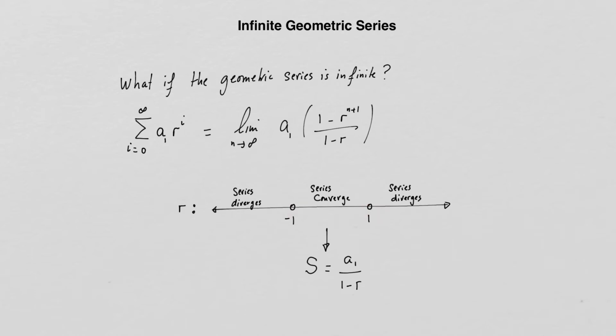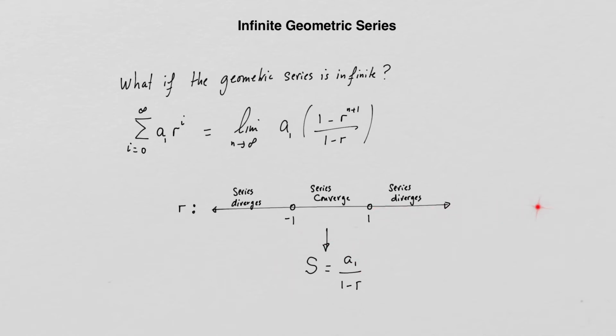So let's begin here. If r is between -1 and 1, non-inclusive, strictly between -1 and 1, when you raise that number to the n plus 1 power, it goes to 0. So you end up with a1 times 1 over 1 minus r. This is the sum of an infinite geometric series where r is between -1 and 1. You can get them so fast.